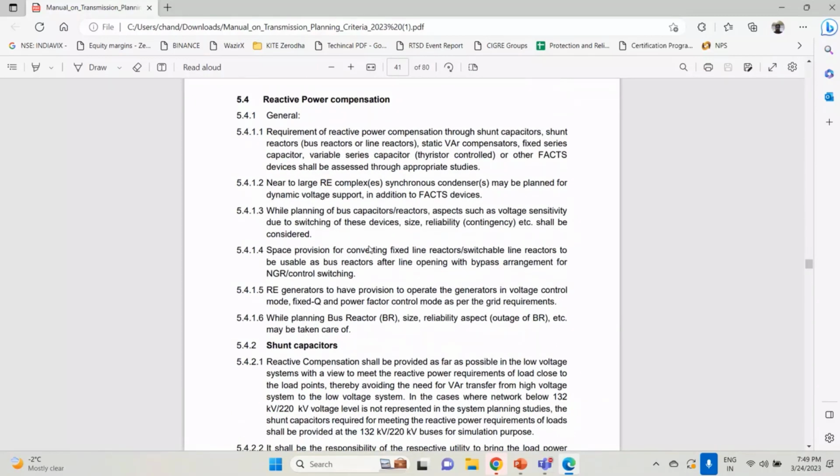Coming back to the reactive power compensation. First, appropriate study has to be performed. Near large RE complexes, synchronous condensers may be planned to provide dynamic support in addition to FACTS devices. If any FACTS devices are there, for further stability, you may need to plan a synchronous condenser also. That has also been introduced.